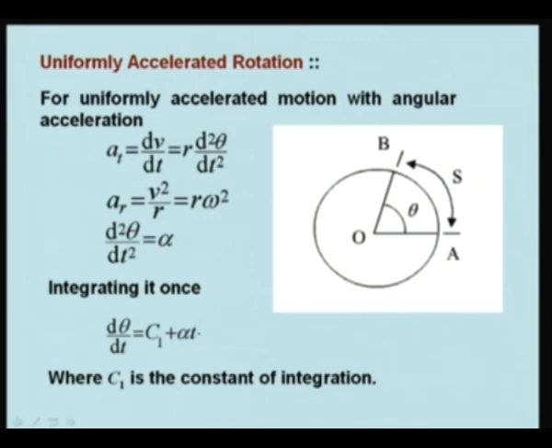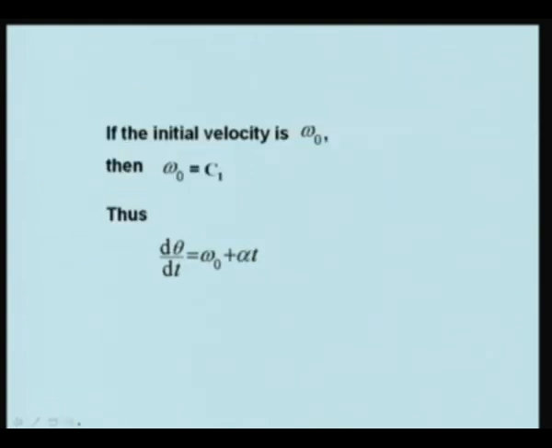Constant c1 can be found from the initial condition. If the angular velocity is omega 0, then at time t is equal to 0, omega is equal to omega 0, thus c1 is equal to omega 0. Thus d theta by dt is equal to omega 0 plus alpha t. So omega is equal to omega 0 plus alpha t. This is the same way as you get the equation of motion v is equal to u plus at.